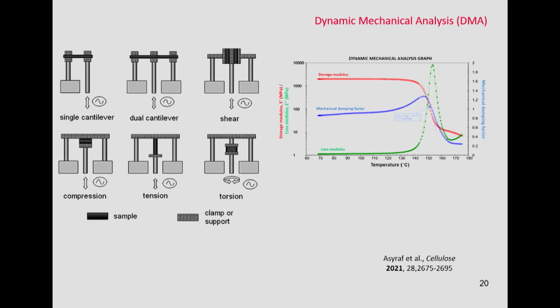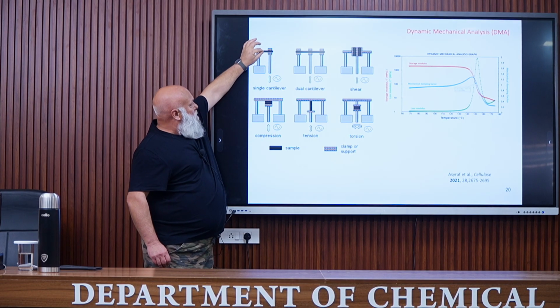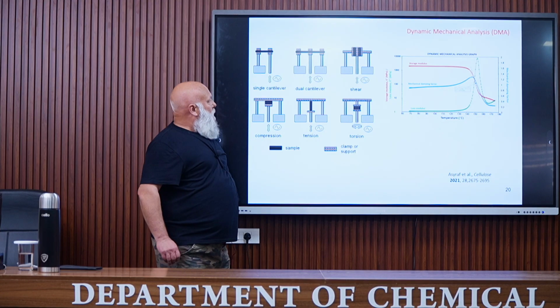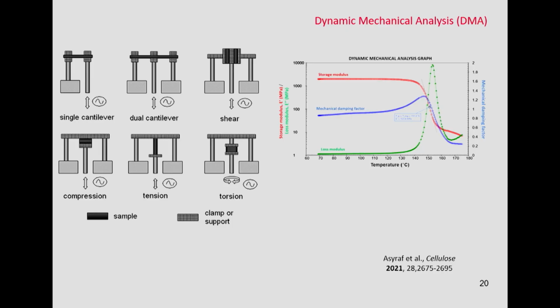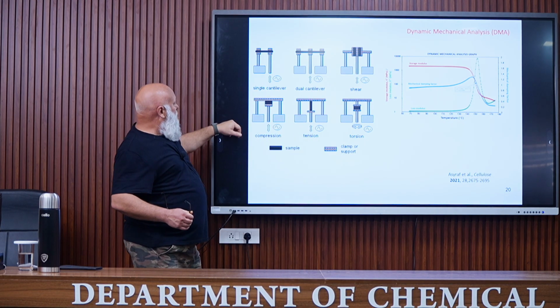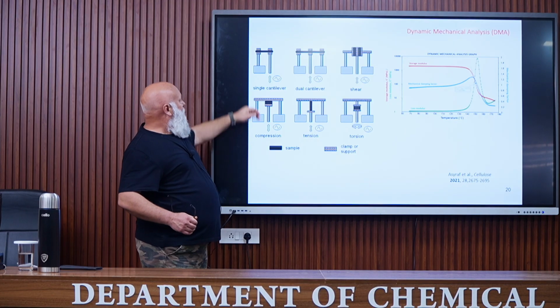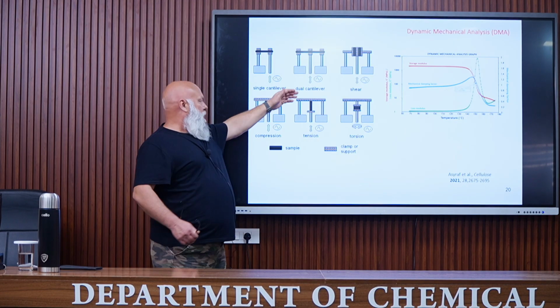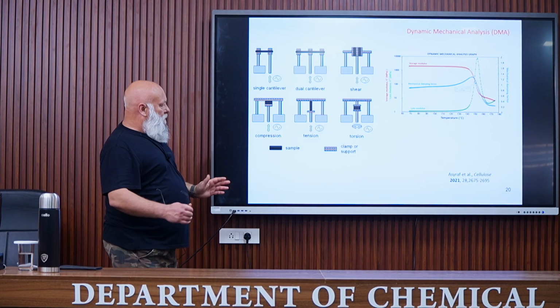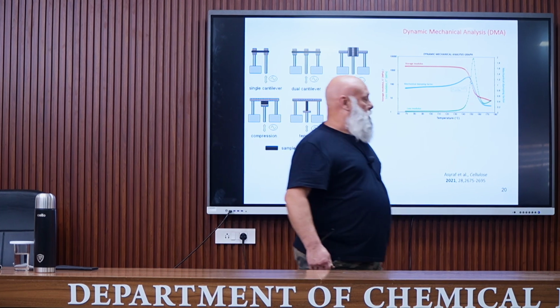So there are different geometries. Single cantilever, you can see that the material is fixed at both ends, and so only one end is moving. Dual cantilever, we have a movement here. Shear, so the material is in gray here, and it is sheared. Compression, so the material is compressed, of course. Tension, or torsion can be applied. We can have these different geometries for the test.